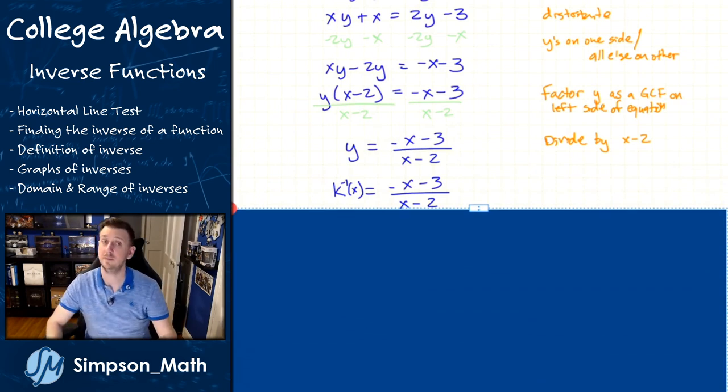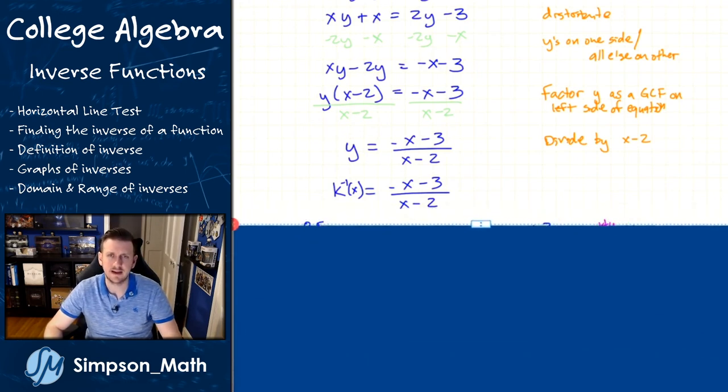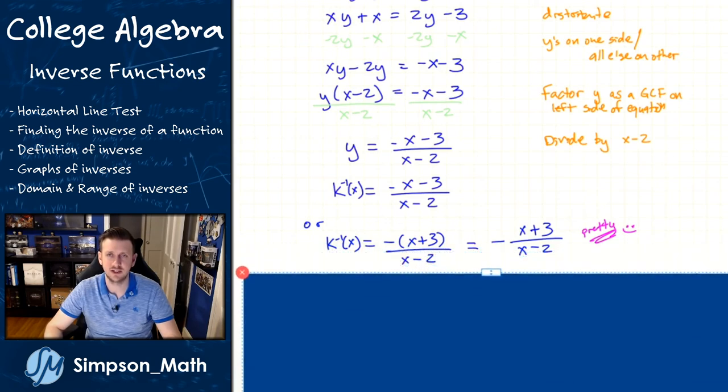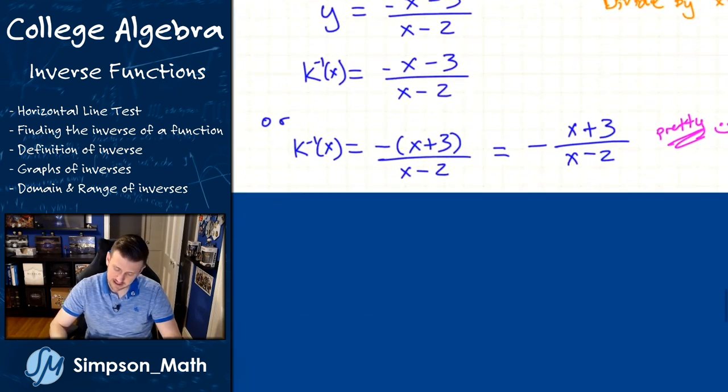But one little note is that that negative up top is a little weird. You can factor out that negative one as a GCF, and you can write it either way. You can write it as just a negative with parentheses, or pull it all the way out of the fraction. All three of these things equal each other. So this one's a little bit prettier just for writing purposes.